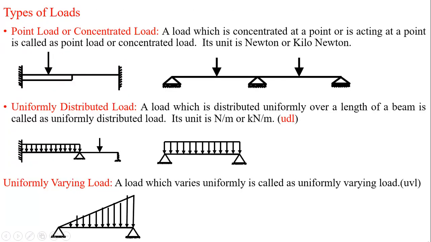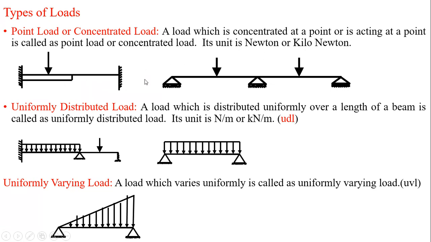Types of load. Whenever we are considering a transverse load which is carried by the beam, this transverse load is mainly of three different types: point load or concentrated load, second uniformly distributed load, and third uniformly varying load. So let's see. First is the point load or concentrated load. A load which is concentrated at a point, or is acting at a point, is called a point load or concentrated load. Its unit is Newton or kilonewton.